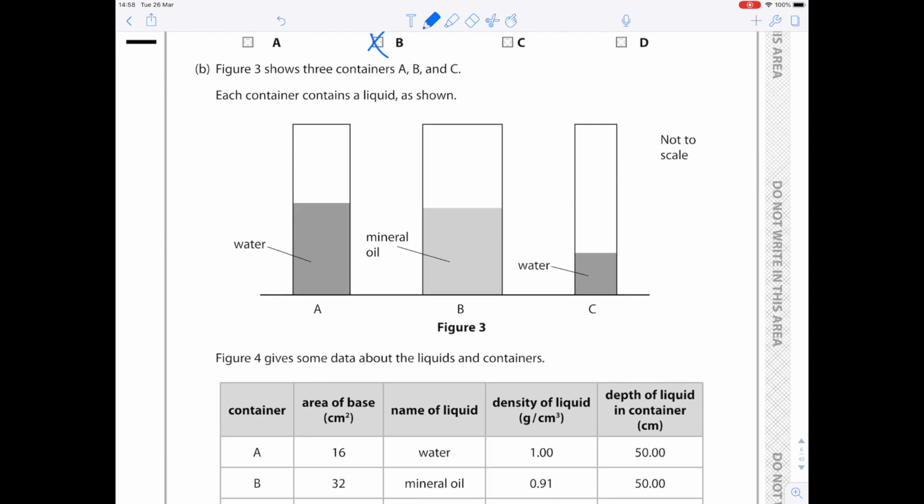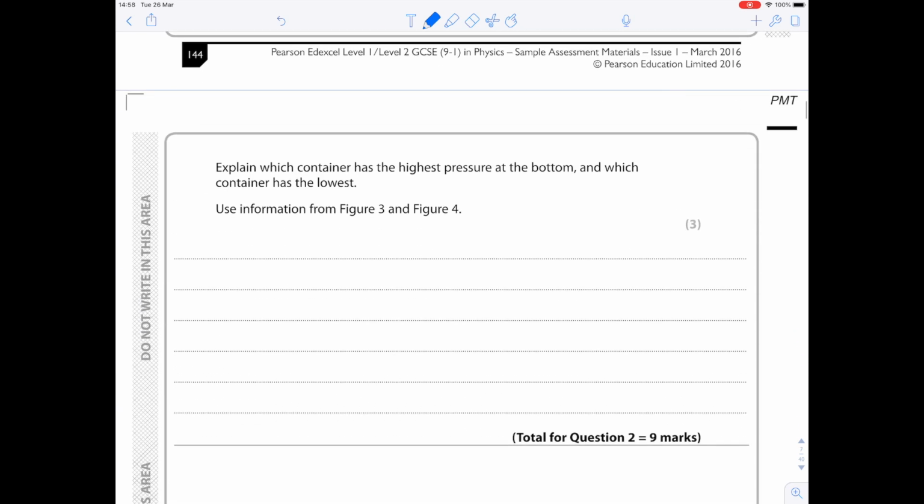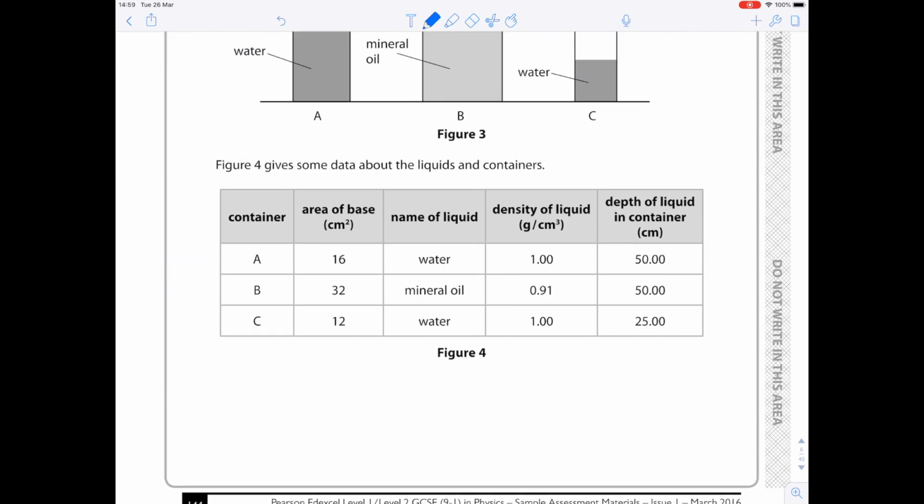Figure 3 shows 3 containers, A, B and C. Each container contains a liquid as shown, so A contains water, B contains mineral oil, C contains water. There's some data about the liquids and the containers. Explain which container has the highest pressure at the bottom and which container has the lowest. Use information from figure 3 and figure 4.